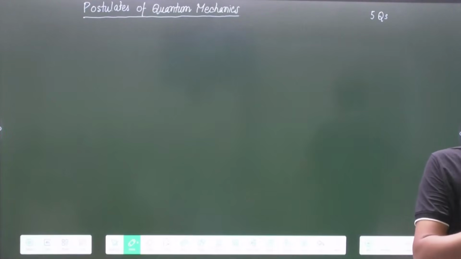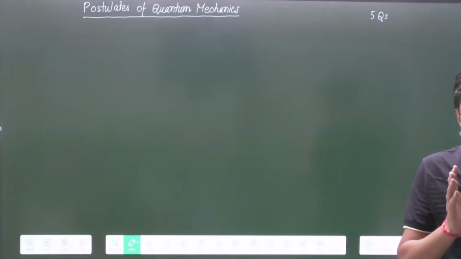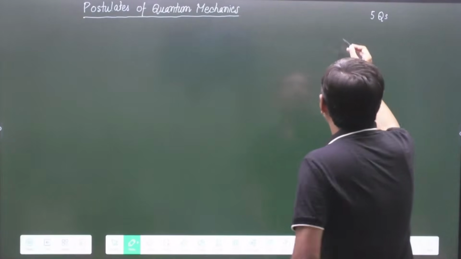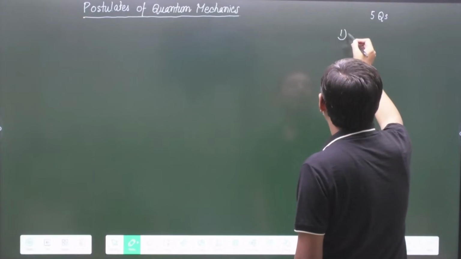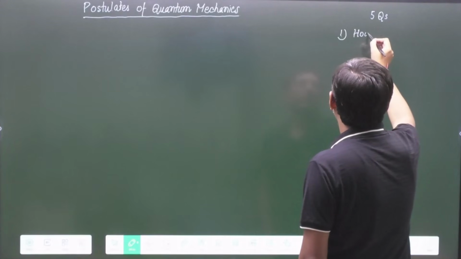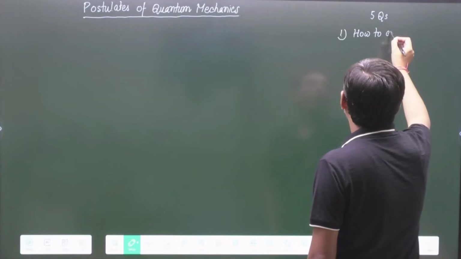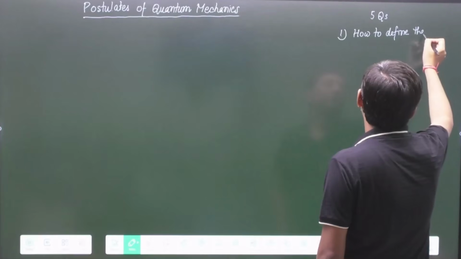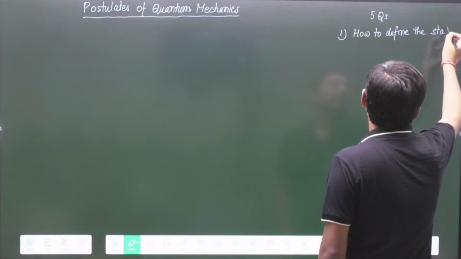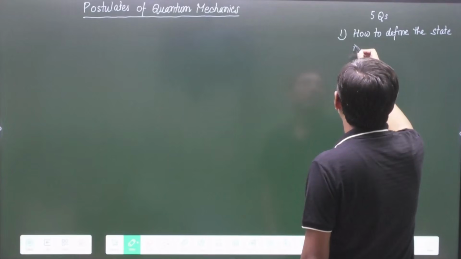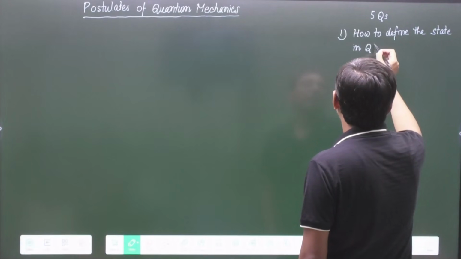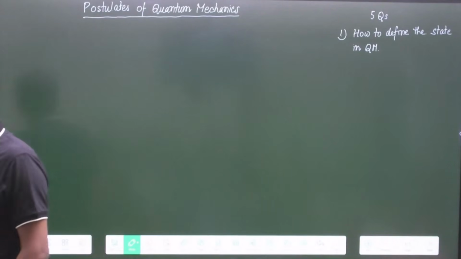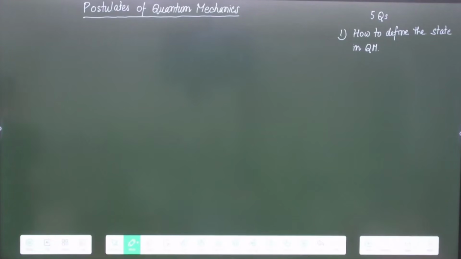So first objective, particularly here we are concerned with quantum mechanics. The first question that will be in your mind is, in quantum mechanics, how are you going to define the system. So my first question, which I have to address, is how to define the state in quantum mechanics. First thing is this.